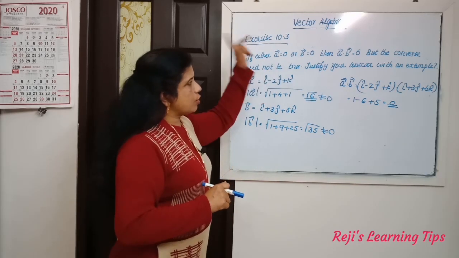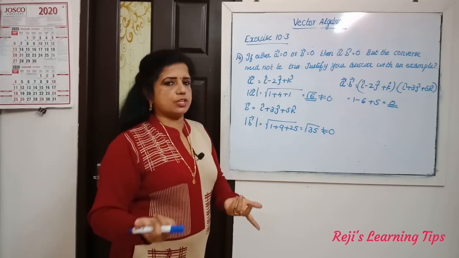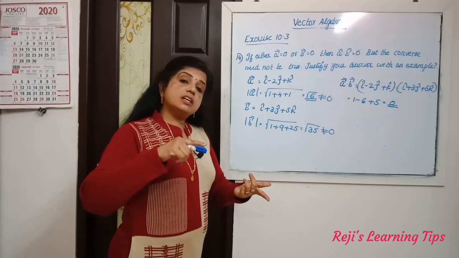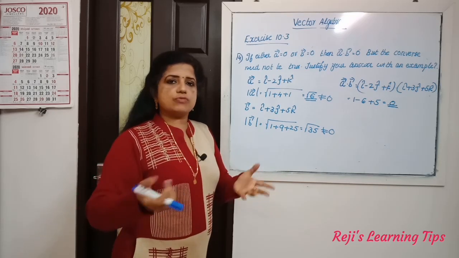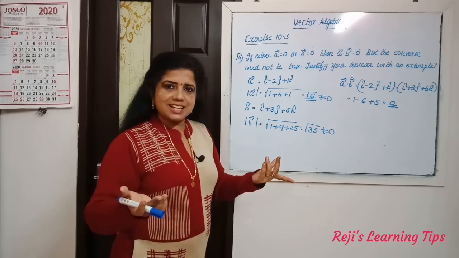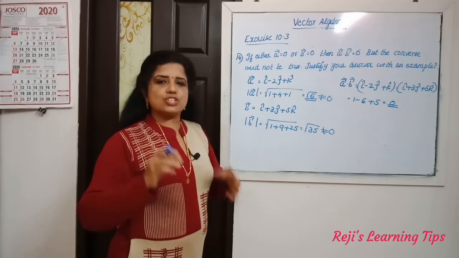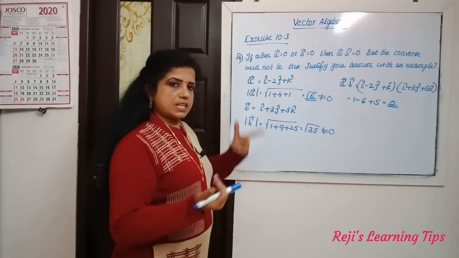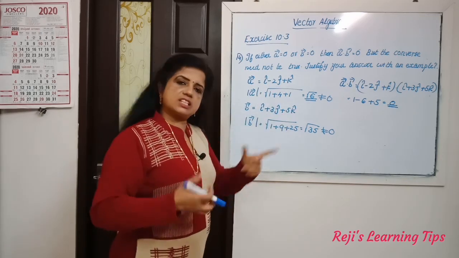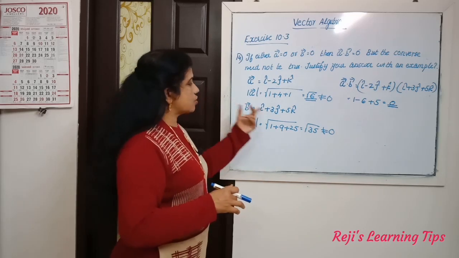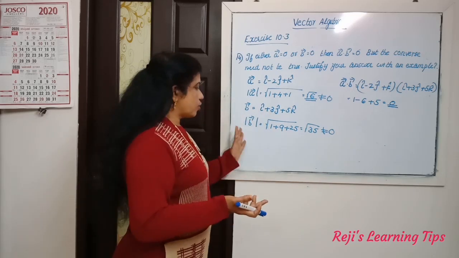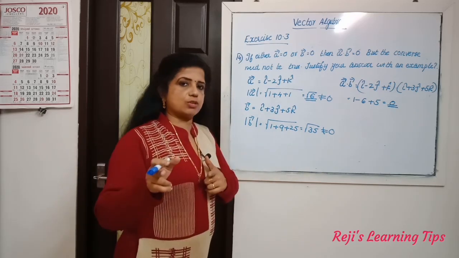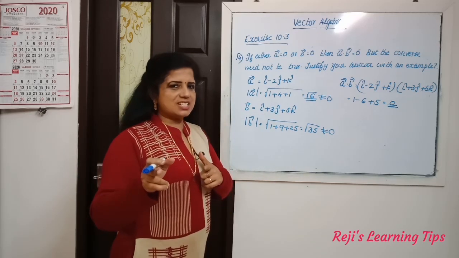Either a is equal to 0 or b is equal to 0, then a dot b is equal to 0. But a dot b is equal to 0 does not necessarily mean that a and b are 0. If a and b are perpendicular, then we can say that a dot b is equal to 0. Vector a is i minus 2j plus k, modulus root 6, not equal to 0. Vector b is i plus 3j plus 5k, modulus root 35, also not equal to 0, but the dot product is 0. Understood?